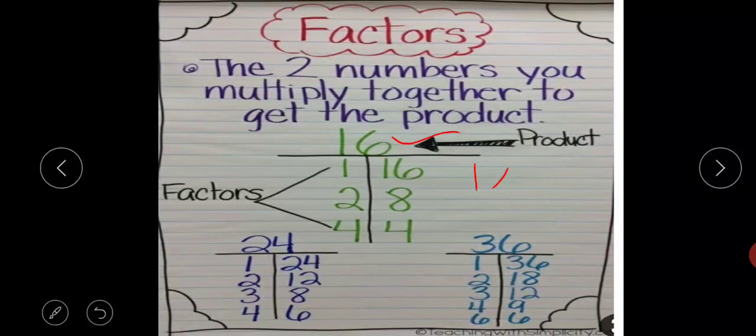So the factors of 16 are 1, 2, 4, 8 and 16. These 5 numbers are factors of 16, and you can see 1 and the number itself are always factors of a given number. Similarly, you can find factors of 24 and 36.